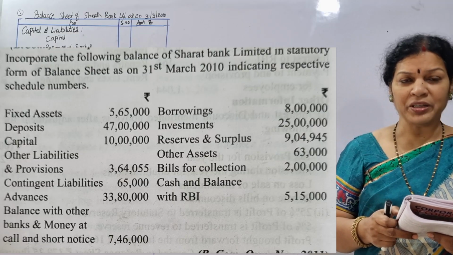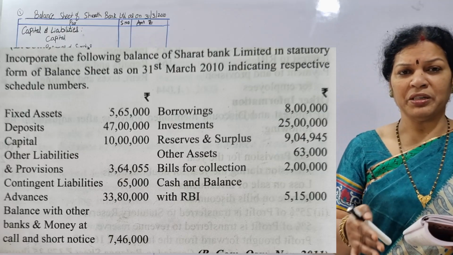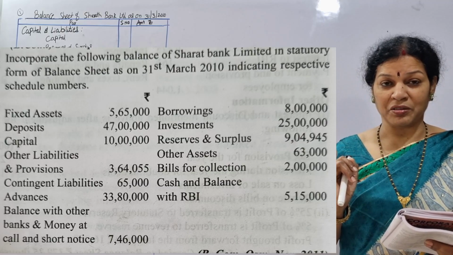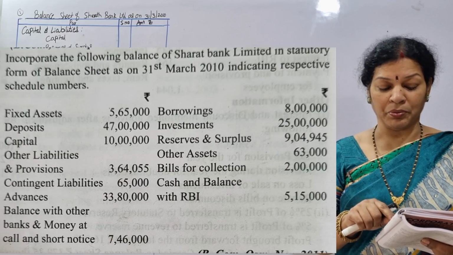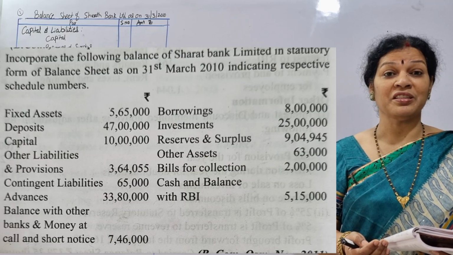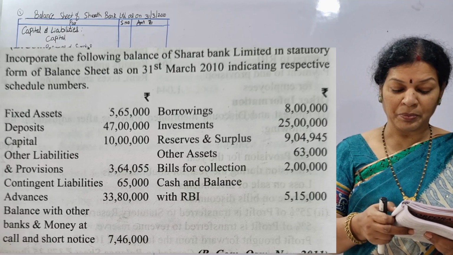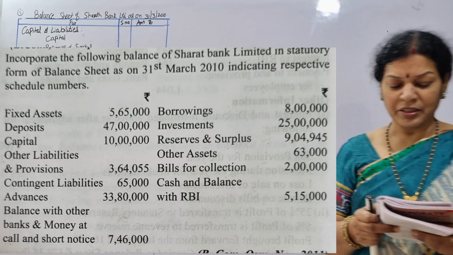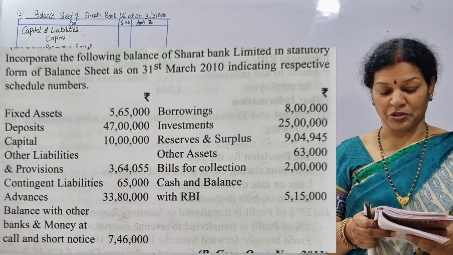Okay. Next, borrowings. We are borrowing, so it is a liability. Liability means it is 4th schedule. So first one is capital, second one is reserves and surplus, third one is deposits, then 4th one is borrowings. Borrowings is schedule number 4. Investments. We are keeping our investments. Investments means it is an asset, schedule number 8. Next, reserves and surplus. It is the 2nd schedule, after capital, liability side. And other assets. Other assets is the last schedule of the asset side, means 11th schedule it is.